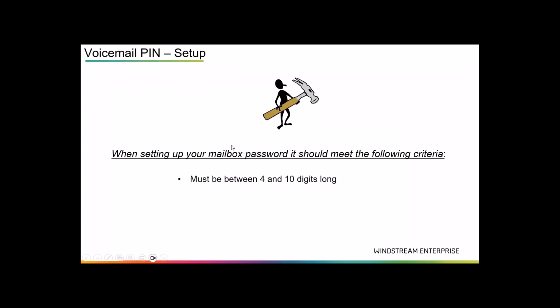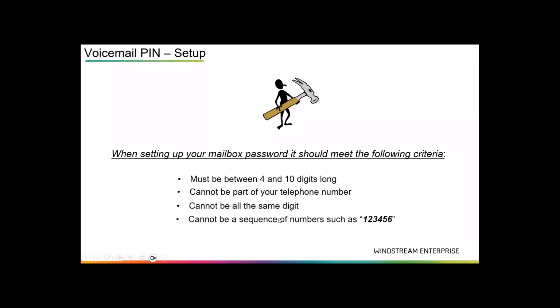Now, if you wish to customize your voicemail PIN for security reasons, it needs to be 4 to 10 digits long. It cannot be part of the telephone number. Do not use all of the same digits, and also do not use a sequence of numbers. Now, there are two options on where you can customize your voicemail PIN. And number one would be once you're logged into the phone, and that's going to be menu option number 9.